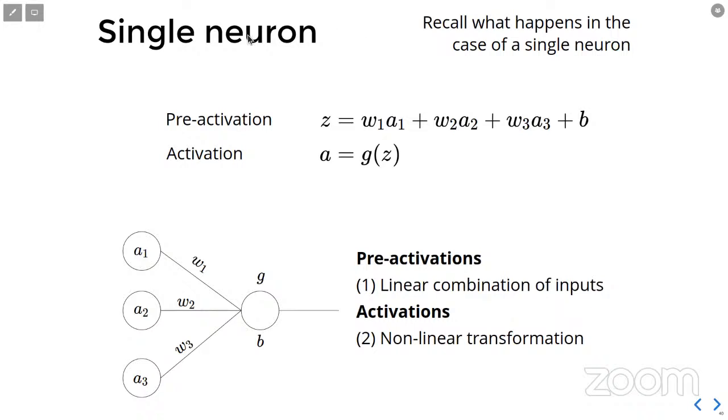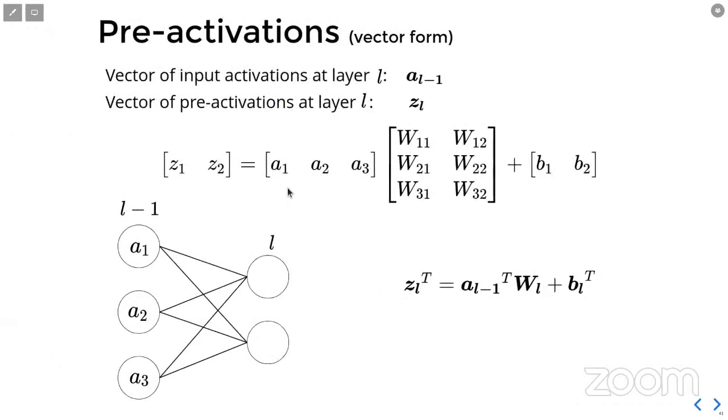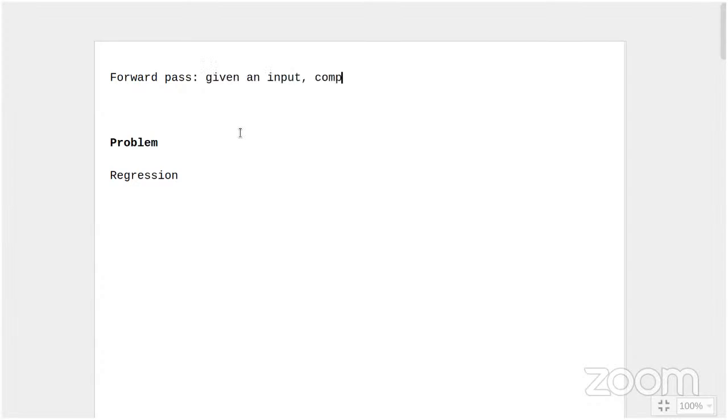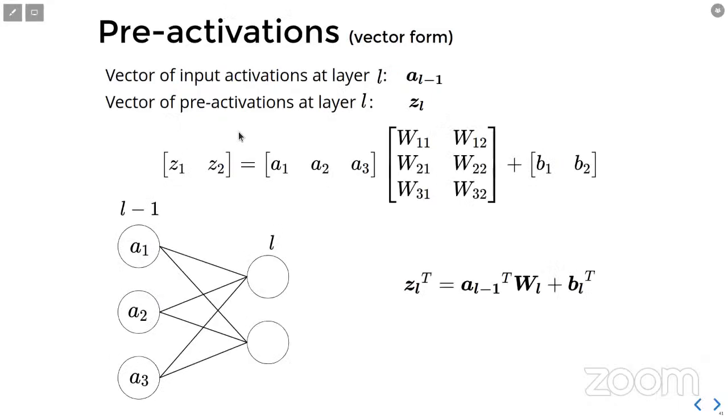Okay, so that is the network architecture part. Now we come to what we call the forward pass. If you recollect, the forward pass is this: given an input, compute the output. So this is what we need to do. How do you do that? That is what the forward pass is concerned with.